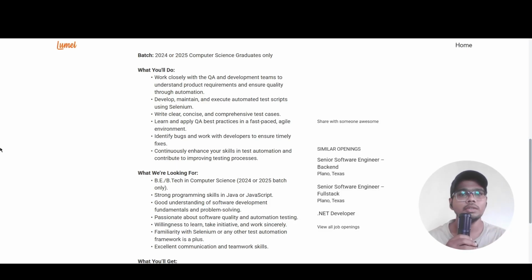You should work closely with the QA and development team to understand the product requirements and ensure quality automation testing. You should develop, maintain, and execute automated test scripts using Selenium. You should write clear, concise, and comprehensive test cases. You should learn and apply QA best practices in a fast-paced, agile environment. You should identify bugs and work with the developers to ensure timely fixes. You should continuously enhance your skills in automation testing and contribute to improving test processes.